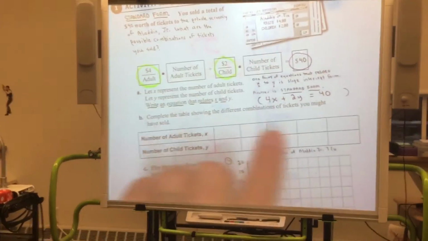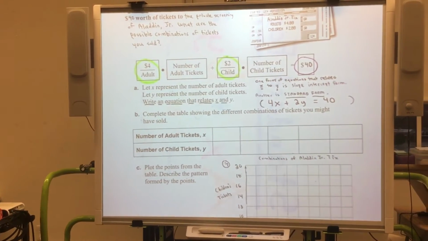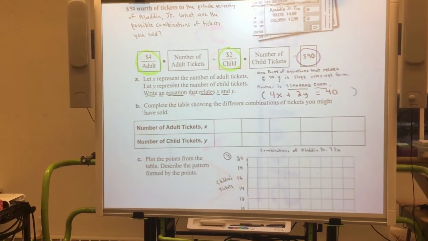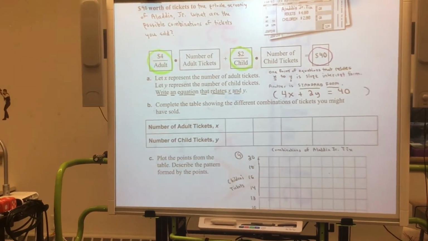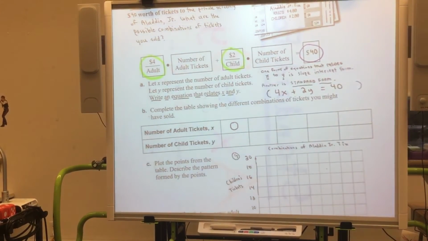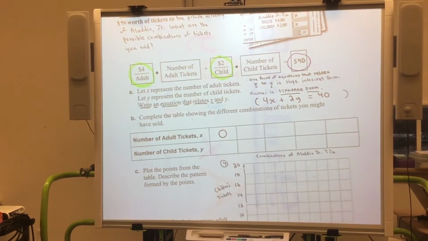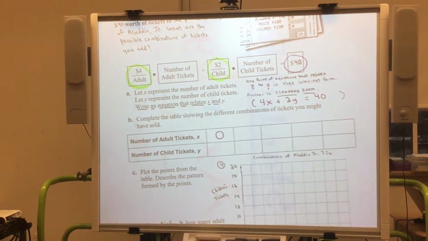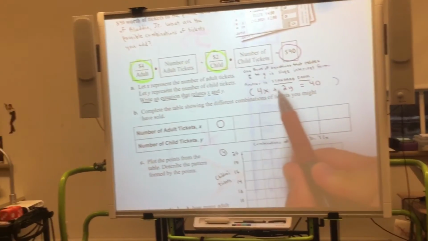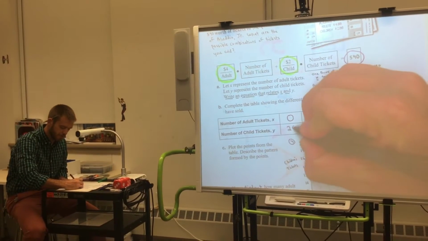Okay, now I can complete this table showing the different combinations of tickets I might have sold by plugging in numbers, right? And then kind of doing the math here. So if I sold 0 adult tickets, which let's be honest, that's probably not realistic because children probably come with their adults. But anyway, if I did sell 0 adult tickets, I'm just doing this mentally, this cancels out. 2y equals 40, so I would have sold 20 children's tickets.